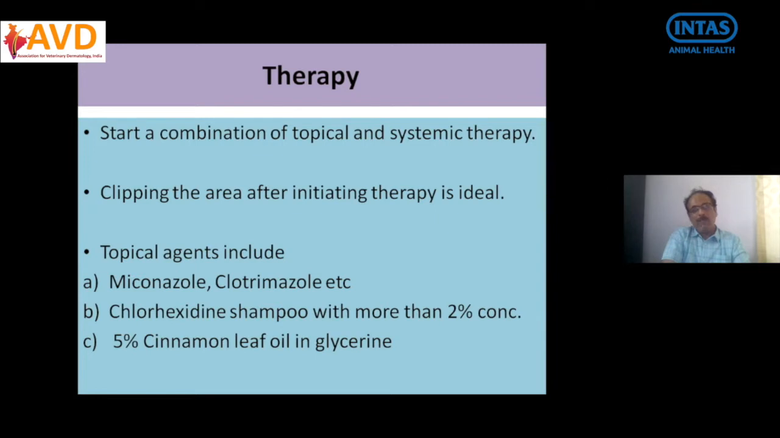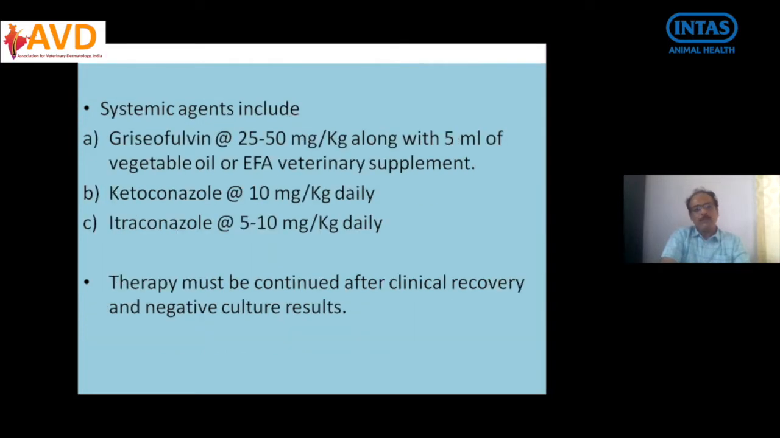5% cinnamon leaf oil in glycerin was found to be much more effective than all these azole compounds and other allopathic compounds. It was having the highest success rate in my work. So you can go for 5% cinnamon leaf oil in glycerin topically for approximately 20 days. There are various systemic agents also.